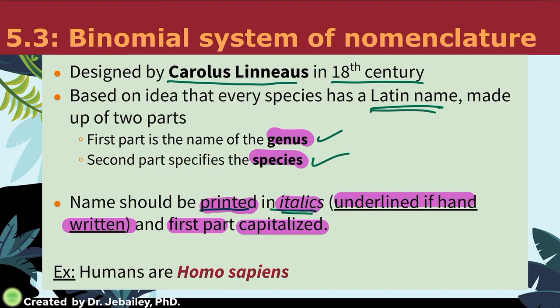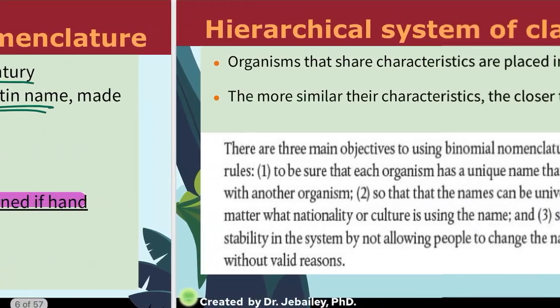So here's an example, right? Humans are known as Homo sapiens. You can see from Homo sapiens that the H, the first one, is capitalized. The second word is not. And you can see that the entire name is written in italics. So it's very important that you remember this, especially in the test. If you decide to write Homo sapiens in the test, make sure that you underline Homo sapiens.